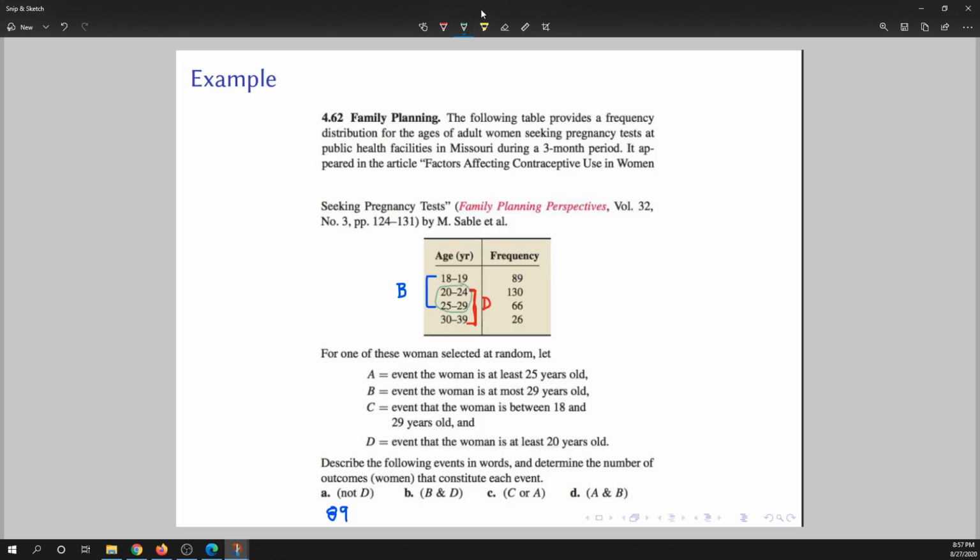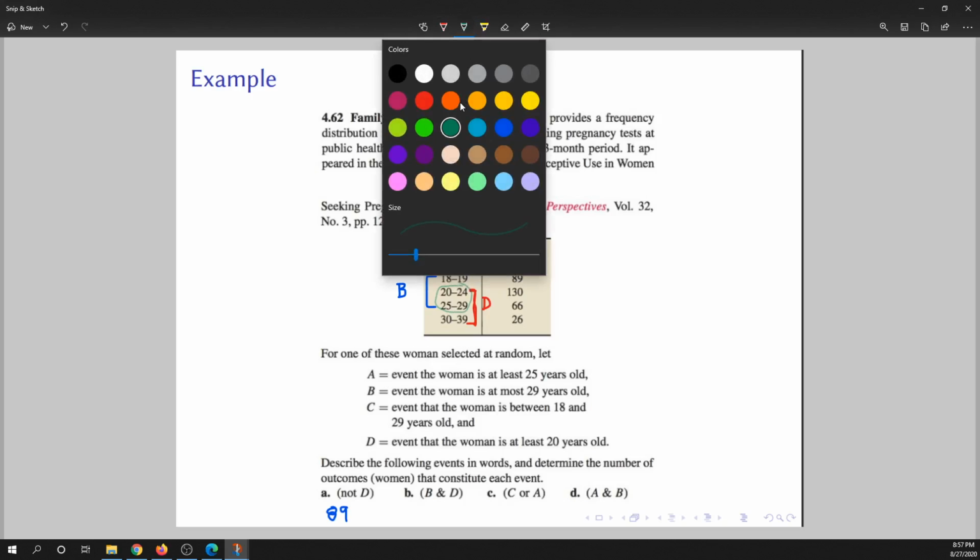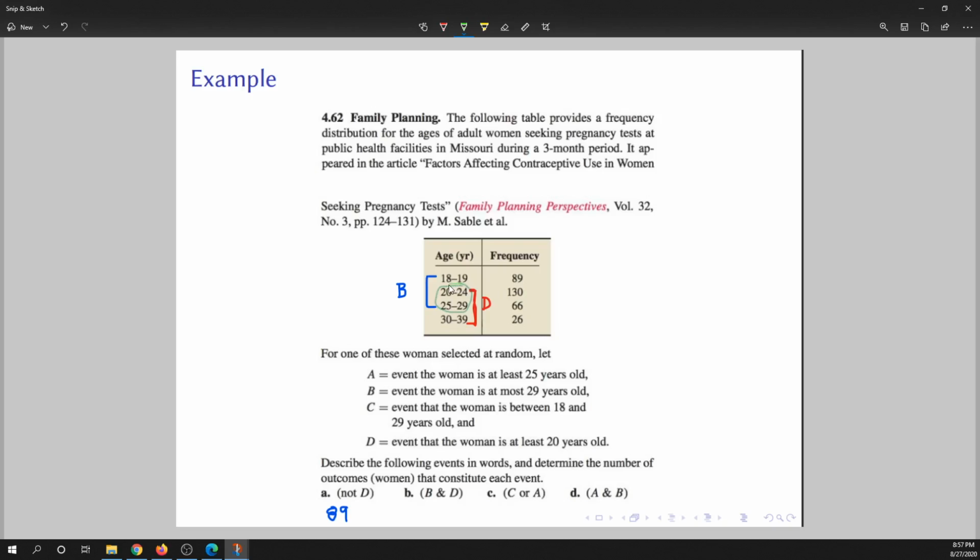Oh, that's not very bright at all. Why is it so? Okay.